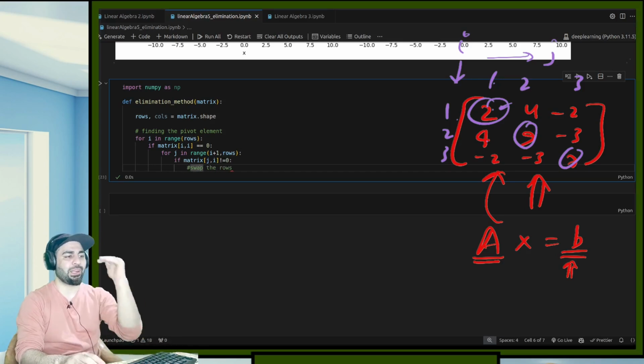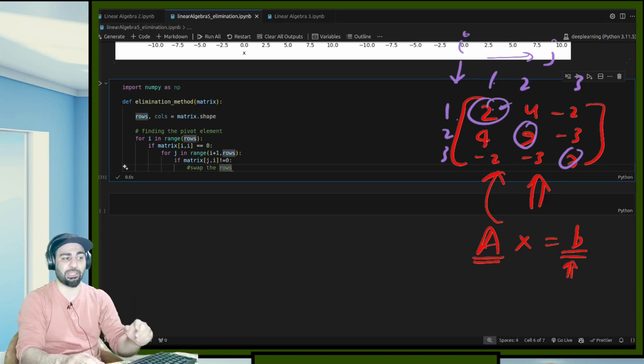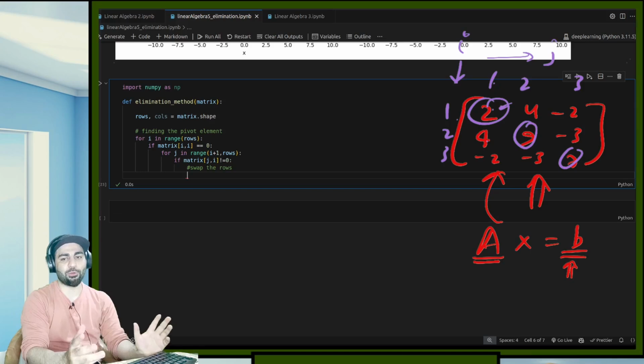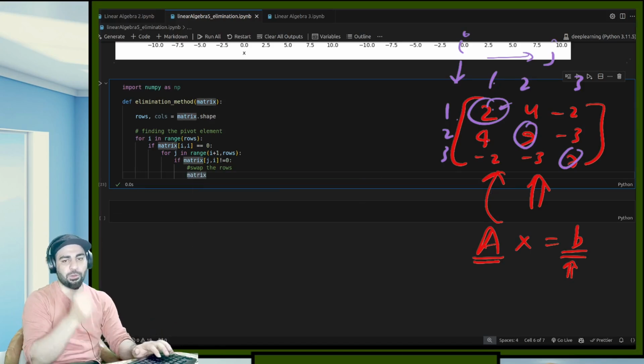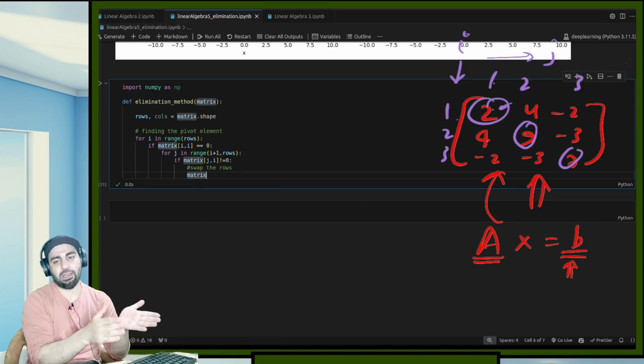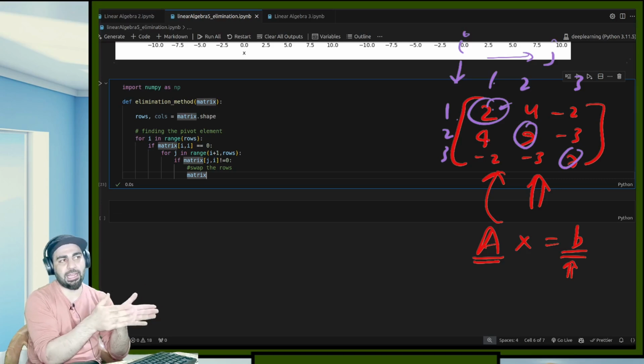So what I did is we have tried to find the pivot element. If it is 0, we are trying to swap the row so as to make it a non-zero entry. So swap the row. How to swap the rows? There is a very easy way. We have to find ij and replace it with ji.